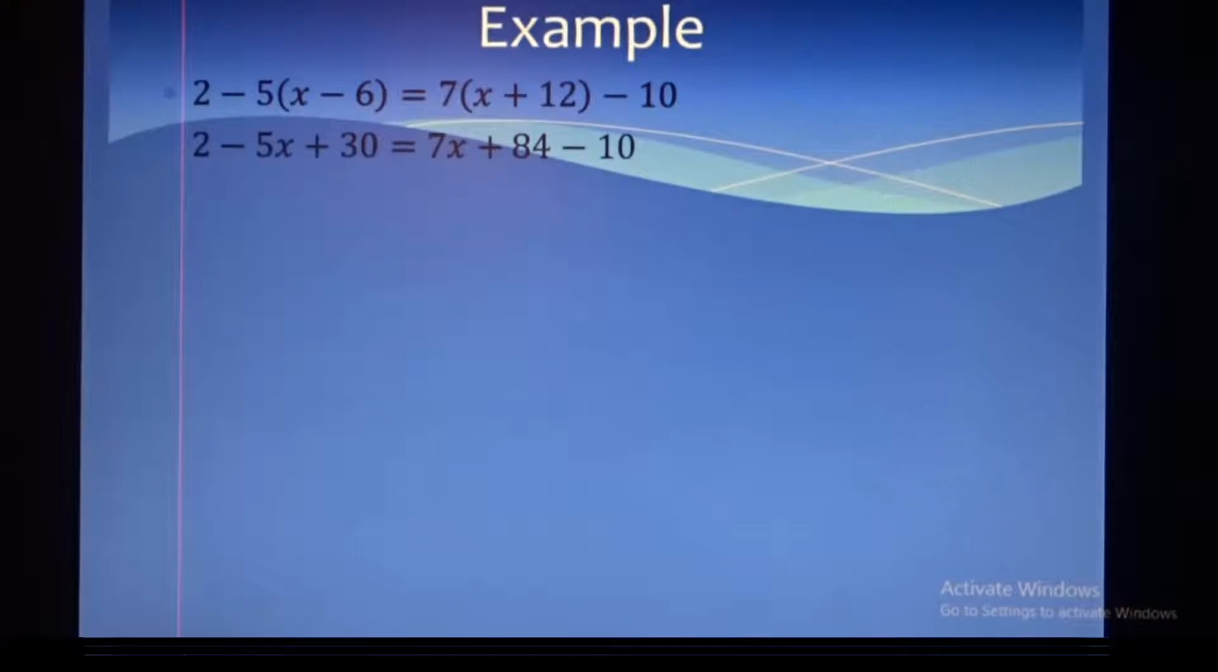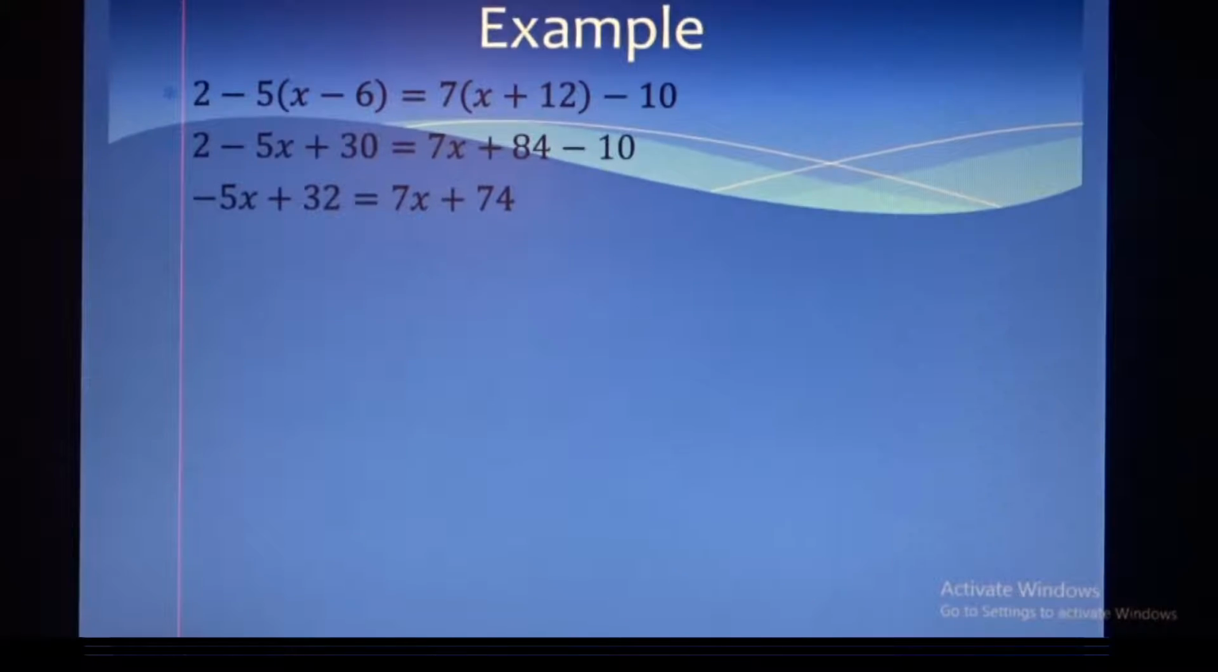On both sides of the equation, we can combine some like terms. You'll notice we have 2 and 30, so we can combine those. Since they're both positive, we add them like regular numbers. On the right-hand side, we have 84 and minus 10. So 84 minus 10 is going to give us 74. So we have negative 5x plus 32 equals 7x plus 74.